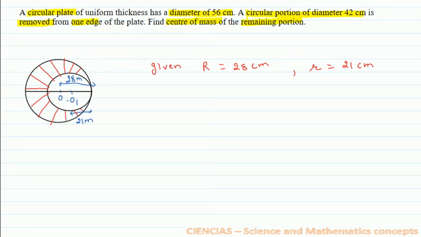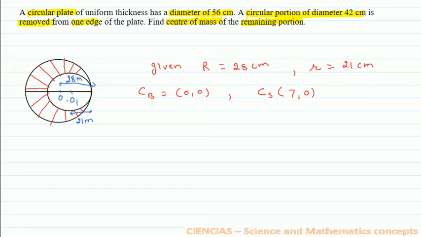Now O is the center of bigger plate, O1 is the center of smaller plate. So coordinates of center of mass of big plate, I consider that is O because it is the center, and I consider that as 0, 0. And for small plate, now the y value will be 0 because we are only on the horizontal axis. So the distance from O to O1 is 7 centimeter. So this will be 7, 0.